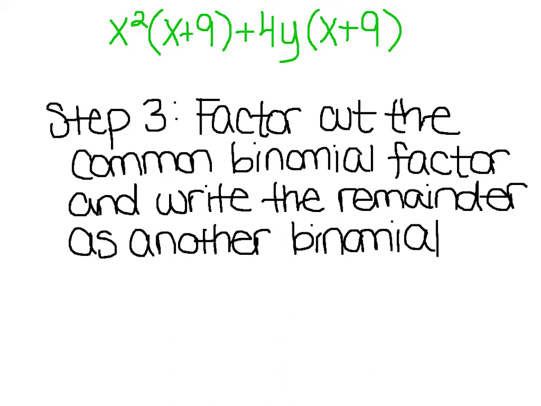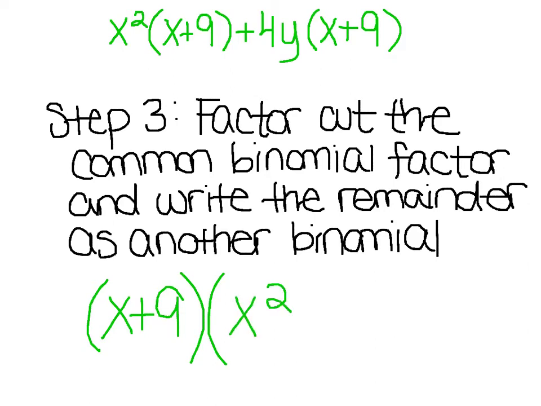So step 3, you're going to factor out the common binomial factor. That's what's inside the parentheses. That's what's the same thing. You're going to factor that out and write the remainder, which is what our GCFs are, as another binomial. So if we do that, we're going to factor out x plus 9, and we're going to see x squared times x plus 9 divided by x plus 9 is x squared, and 4y times x plus 9 divided by x plus 9 is plus 4y. So this is my factored form of that original polynomial we started with, x plus 9 times x squared plus 4y.